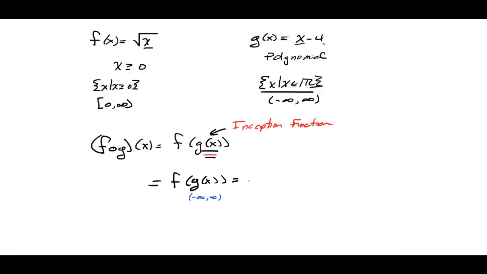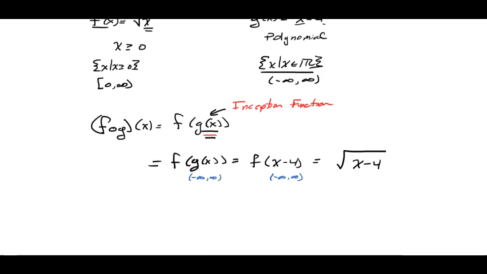So this is going to be f of g of x, but g of x is equal to that x minus 4. And again, this domain is still negative infinity to positive infinity. We love working with those domains. And now everywhere in f, I see an x, I'm going to plug in my inception function. So I'm just going to be plugging in x minus 4.